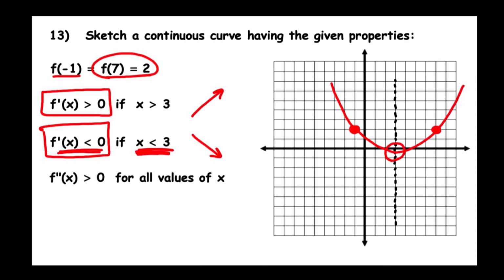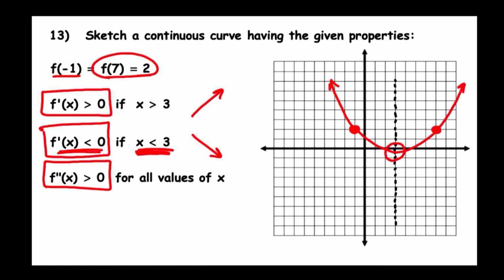It's good either way. And finally, it says the second derivative has to be positive all the time, which means you have to be concave up, which my graph already is concave up, so I'm good to go. So really, this just described a parabola whose vertex is on the line x equals 3 somewhere, and it's opening upward, hitting those 2 points, -1, 2, and 7, 2.